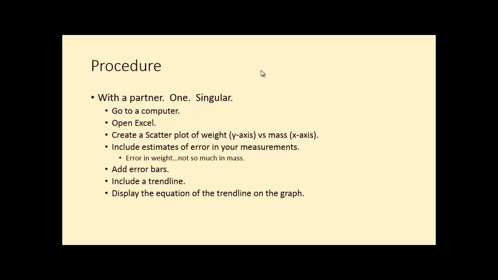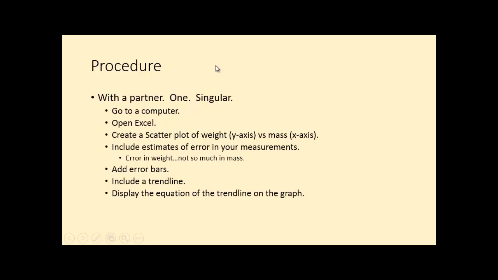With a partner, just one partner, so there's not 4 people sitting at a computer, go to a computer, open up Excel, create a scatter plot of weight on the y-axis and mass on the x-axis. Include estimates of error when you're making your measurements. There's probably not too much error in the mass itself, but there might be some error in the weight in terms of how to read the spring scale. So make sure that you add error bars in the y direction, the direction of the weight. Add a trend line. If it looks like a straight line, make it a straight line. If it looks like a parabola, make the trend line fit a parabola. And display the equation of the trend line on the graph.